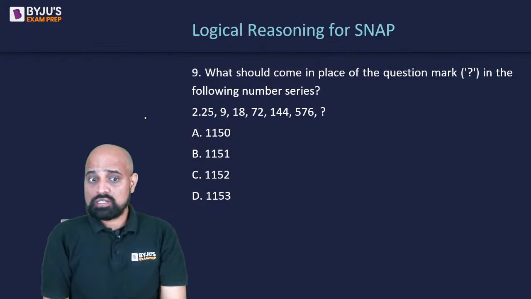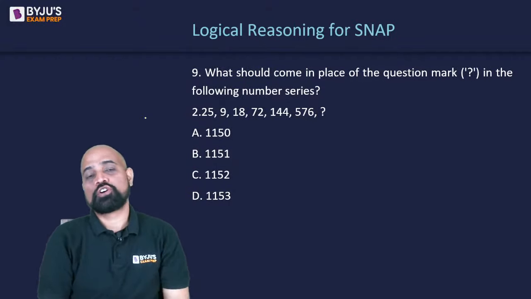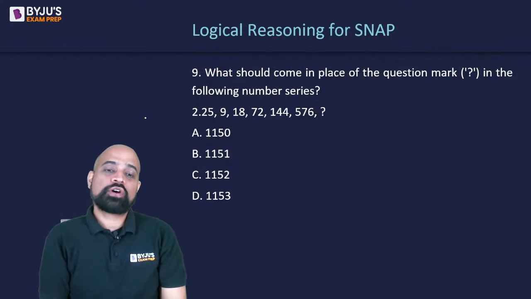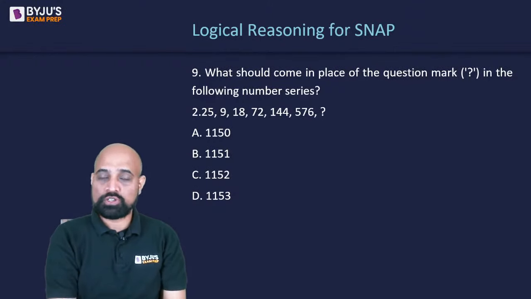So this is a sequence, series ki question hai. What should come in place of the question mark in the following number series? So this is 2.25, then you have 9, then you have 18, then 72, and so on. So how are 2.25 and 9 related?